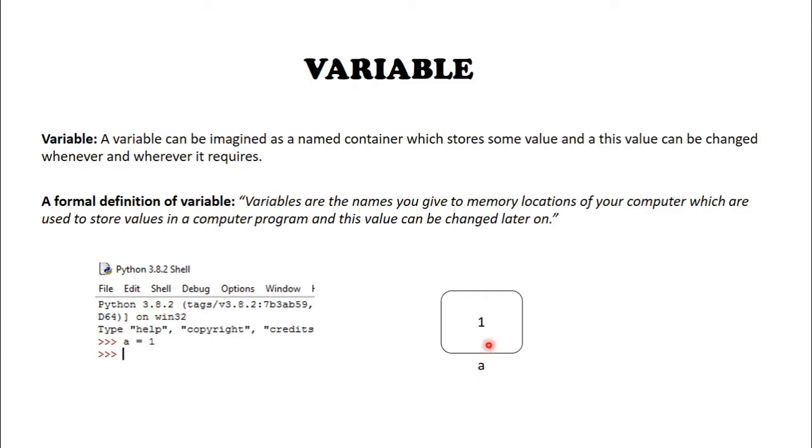For an instance, you can see this is a location. This is a memory location named as A and which holds 1 as its value. To create a variable, you have to provide a name and assign some value. This is an example where I have created a variable. The name of the variable is A. You can see this, and I have assigned 1 as its value. This is how to create a variable.